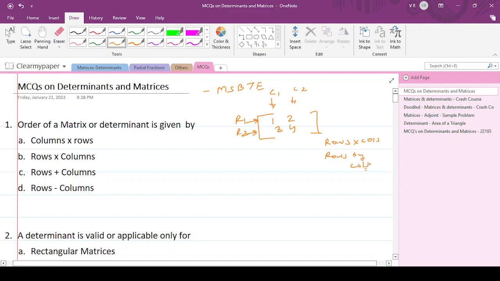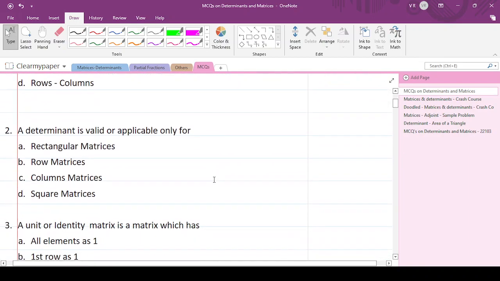Okay. So let's see what answer suits us. Order of the matrix or determinant is given by columns into rows. Nope. Columns, rows into columns. Yep, this is your answer. I don't think we need to go any further. Rows plus columns and rows minus columns are not relevant. So the order of a matrix is rows by columns. What is the next one?